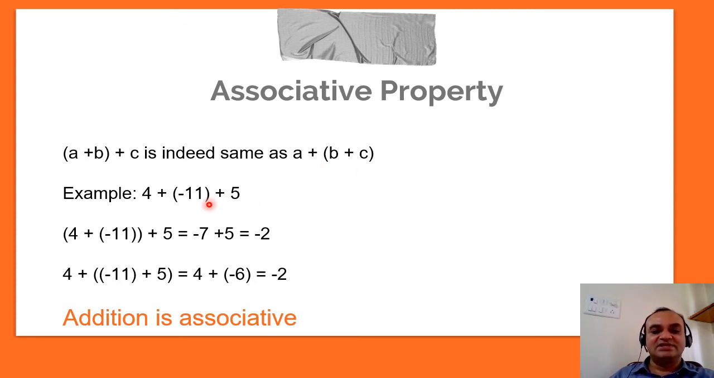So let's take an example. We want to add 4 plus minus 11 plus 5. So in the first way, we will add 4 plus minus 11 first and then add 5. So we will have 4 plus minus 11, which is minus 7, plus 5, which is minus 2. And the other way, we will first do minus 11 plus 5. So that is minus 6. And we will add that to 4. So 4 plus minus 6 is minus 2. So addition is indeed associative.